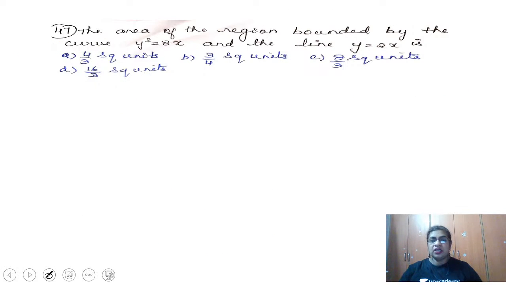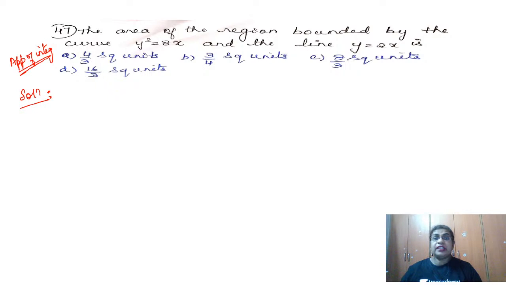The next question, question number 47. What is this question telling us? Here also I have a shortcut for you. All the shortcuts, please make a note of them. If you don't make a note, you will forget the shortcuts. Let's see what shortcut we are going to get here. This is an application of integrals question.